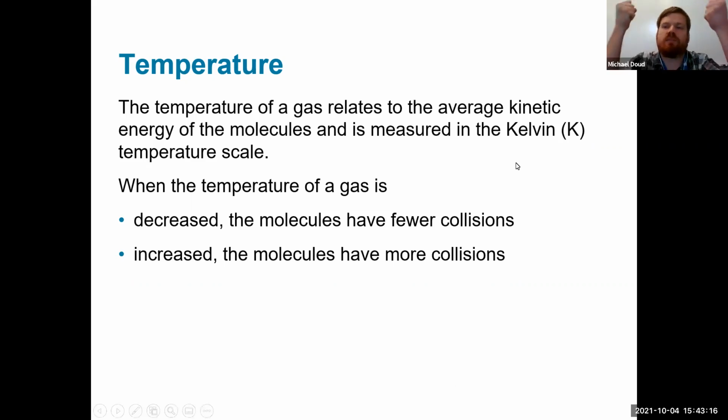Keep in mind that with a liquid, for example, or a solid, we have our particles in constant contact with one another. That's not the case with a gas. They're far apart, and so they're only going to collide randomly throughout. You can think of a billiards table or a bunch of ping pong balls in a lottery machine or something like that. If you decrease the temperature, you're going to have fewer collisions of these gas molecules. If you increase it, you'll have more.